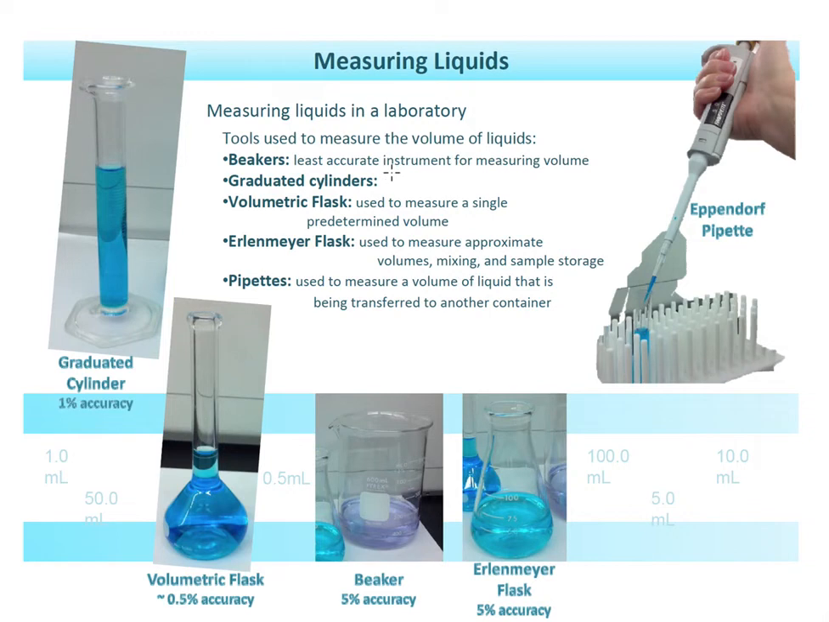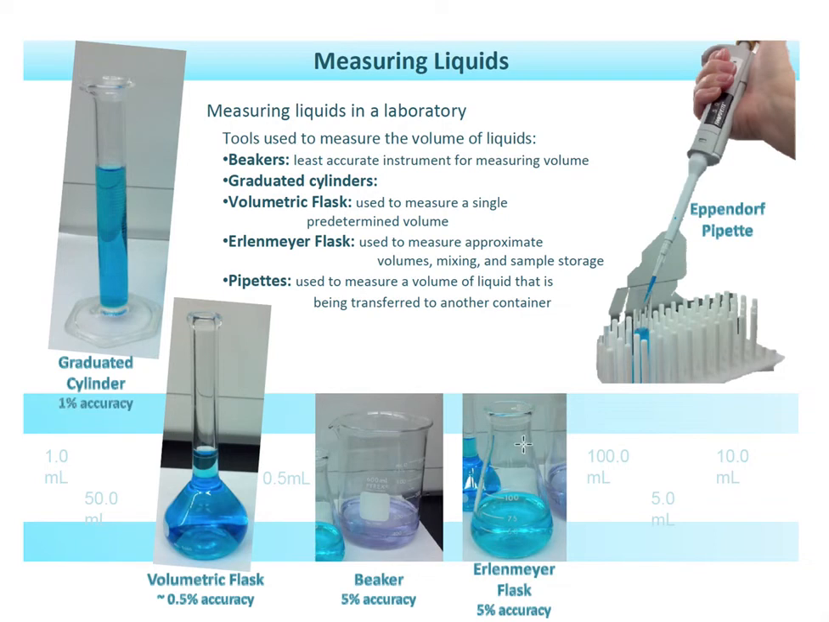So beakers are the least accurate instrument for measuring volume. Those are just good for storing liquids. Graduated cylinders are better, and that's typically what we use in the lab. Volumetric flasks are expensive, and they're so precise, see the little line right here, that they use them when they want exact amounts. You may see these in the hospital with the medical technician because they need exact amounts.